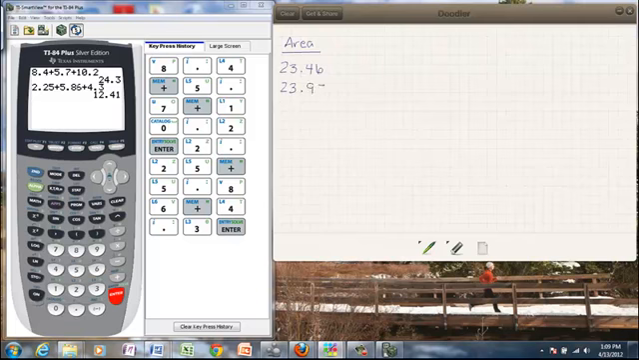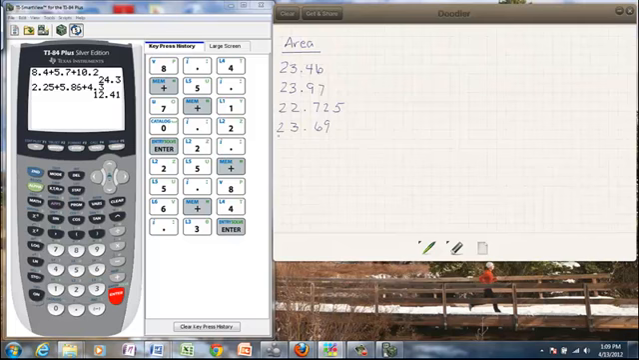23.97. 22.725. So that doesn't even end on the same decimal place as the others. And 23.69. So even if I dropped this 5 off and rounded it up to a 3, you can see a lot of places where these numbers are disagreeing.